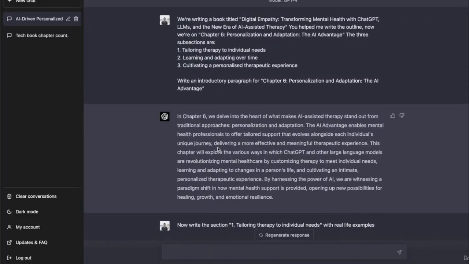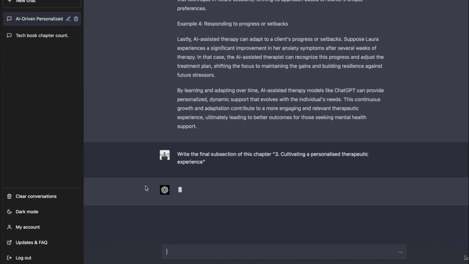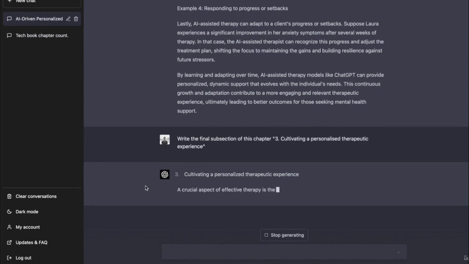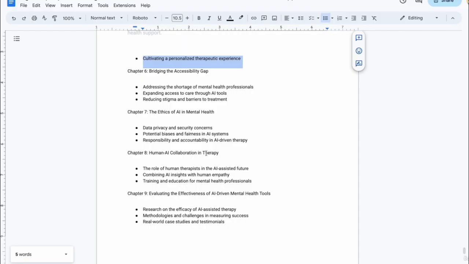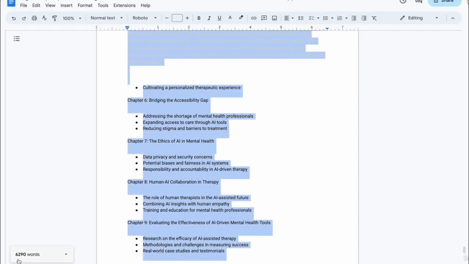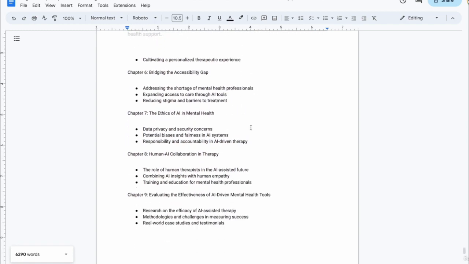And now I'm going to ask it to write the final subsection. I'll just say, write the final subsection of this chapter, and I'm putting the name in there. I'm not asking for examples, so we're going to see if it uses examples and how many paragraphs it comes up with. Just to summarize, if I look at all of the words, we have 6,000 words right now. It took us half an hour to write half the book.